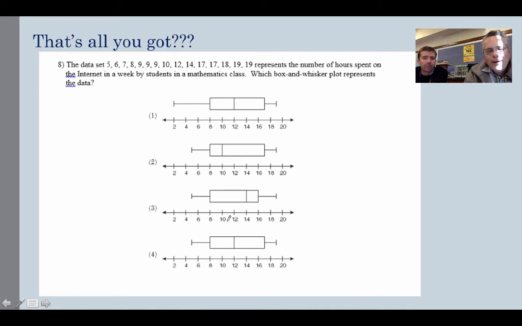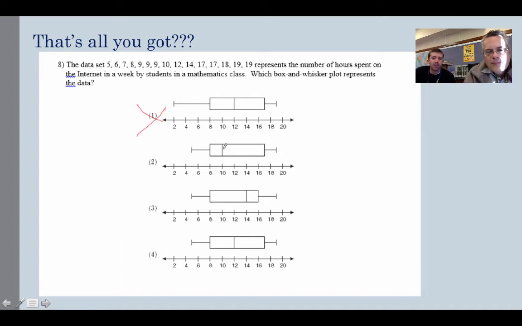Mr. Lewis, how are you going to do this? He doesn't even have a calculator. Well, he does, he's not using it. So I'm going to look at the min of the data, which is 5. This one's at 2, so I'm going to say 1 is out. Okay, 1 is bogus. So all these are at 5.